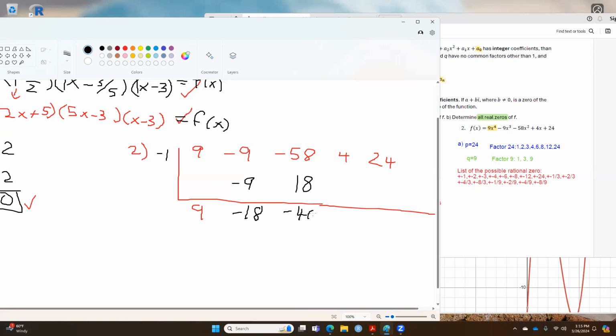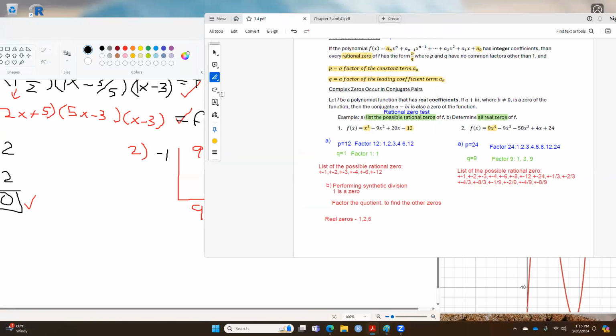Again, class, make sure you have a calculator. If you don't have one, please get one. Negative 1 times negative 40 is 40. And when you add this, it is 44. And when you multiply that with negative 1, it's negative 44. And we know that this fellow also will not get 0 as your remainder. So in other words, class, negative 1 and positive 1 will not work in this case.